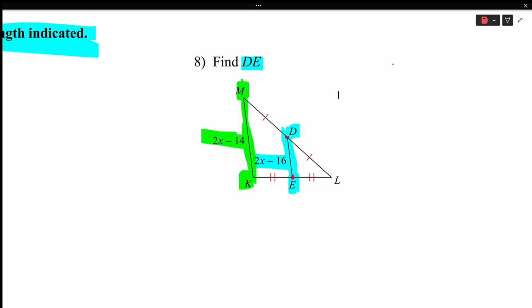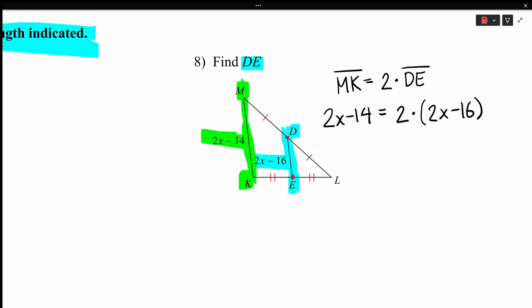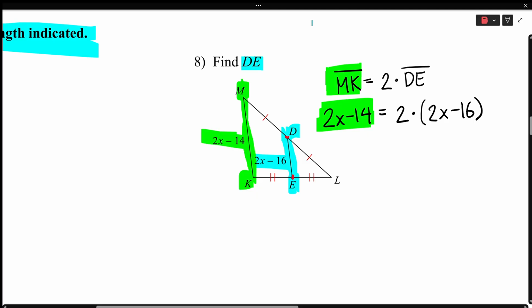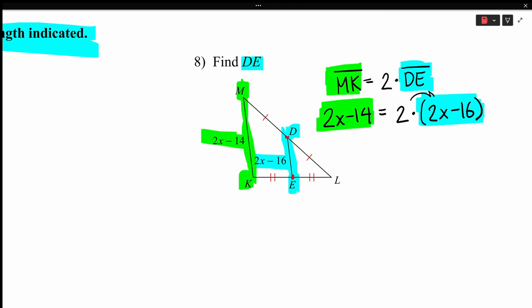MK is the bigger side, right? So MK equals double the size of the smaller side DE. MK is double the size. I know MK is 2x minus 14. And I know DE is 2x minus 16. Notice how I put parentheses, because I need to multiply that 2 to the entire side of DE. I'm not just multiplying 2 with 2x. I need to multiply to the entire thing. So let's distribute. Let's do that.